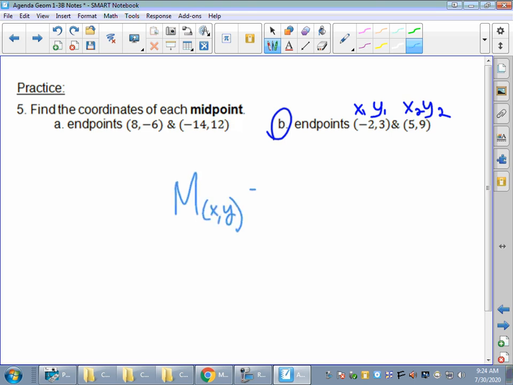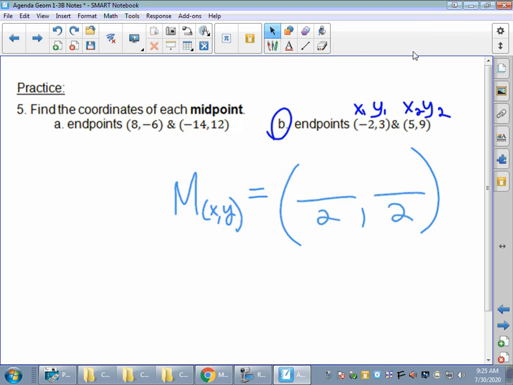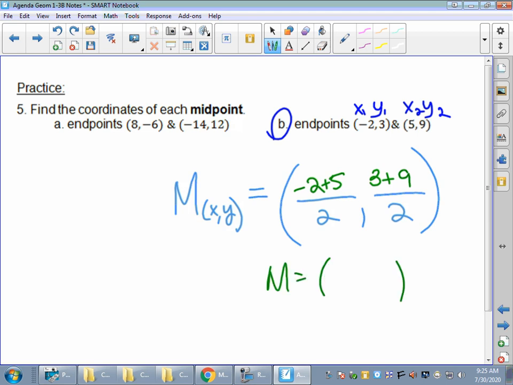So my midpoint ordered pair is going to be: add up the x's and divide by 2, add up the y's and divide by 2. So negative 2 plus 5 for my x coordinate, 3 plus 9 for my y coordinate. So my midpoint's going to be at, let's see, negative 2 plus 5 is 3, divided by 2 is 1.5. 3 plus 9 is 12, divided by 2 is 6. So my midpoint for this set of ordered pairs is going to be at (1.5, 6).